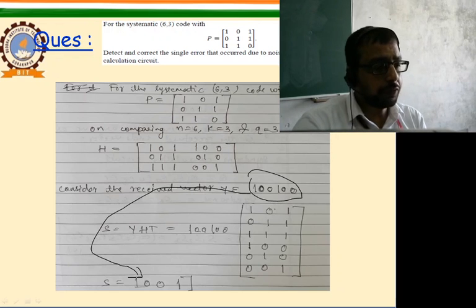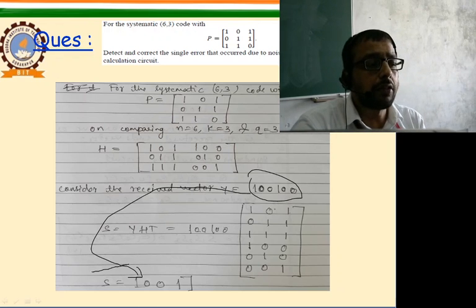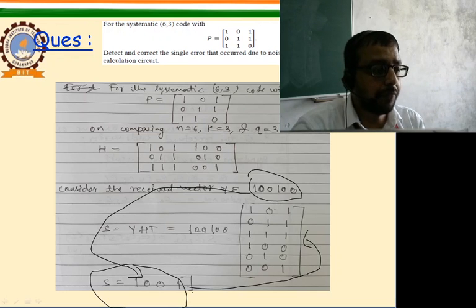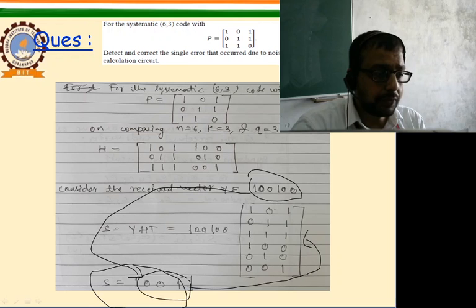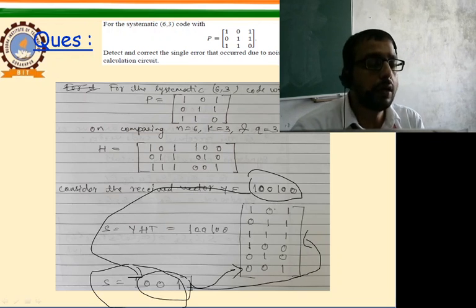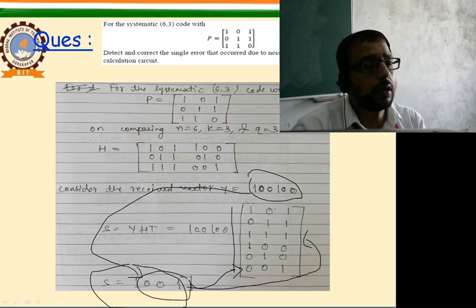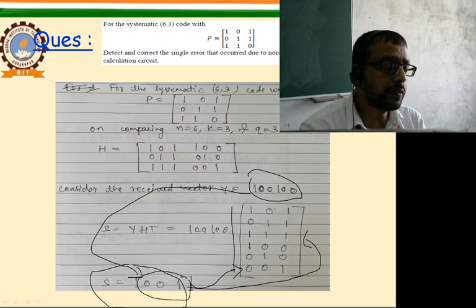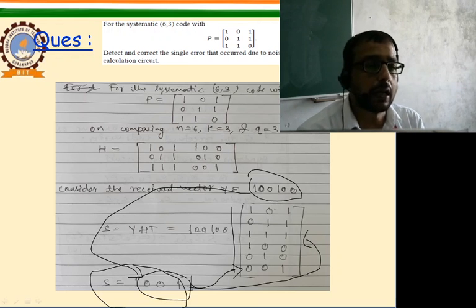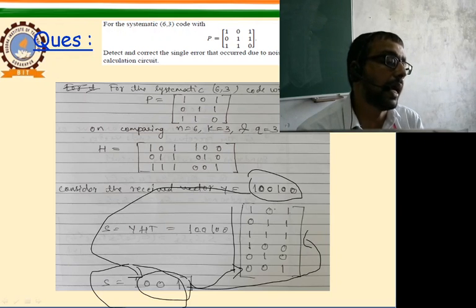Now what next we have to do, after getting the S we have to compare it with the rows of the H transpose matrix. If we see this match with the sixth row of the matrix, as already discussed, there are six rows, and the error pattern will also be 6 bits, that is e is equal to e1 e2 e3 e4 e5 e6. So the row with which your S value matches, according to that the error will be at that bit.